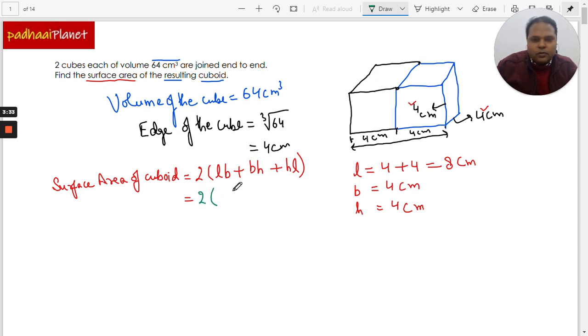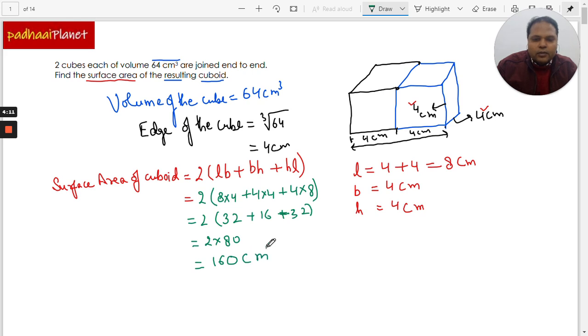So this is how it is: 8 multiplied by 4 plus 4 multiplied by 4 plus 4 multiplied by 8. So finally it comes to 32 plus 16 plus 32, right? So it will be 2 multiplied by 80, 2 times 80. So that's 160 square centimeters, right?